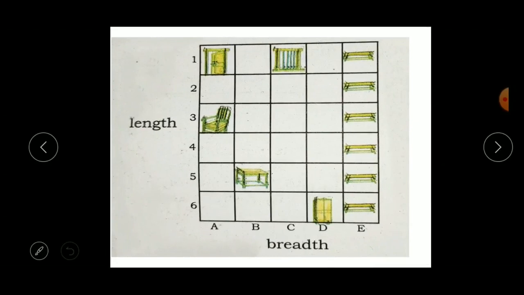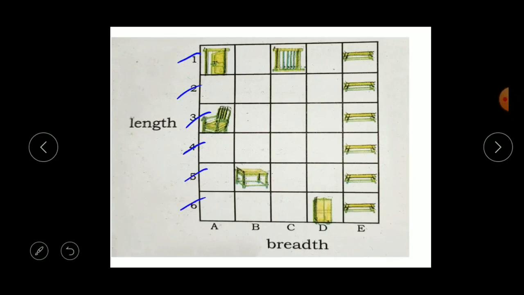After drawing all these squares in the outline of the map, then what you have to do? Now we'll give a number to each of the following squares. How are we going to do it? We'll give numbers for length. Here you can see 1, 2, 3, 4, 5, 6.